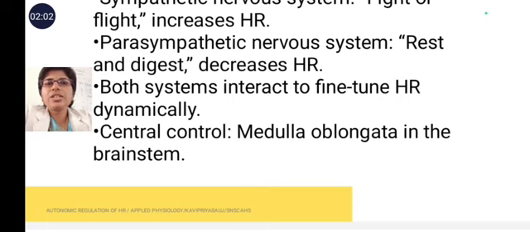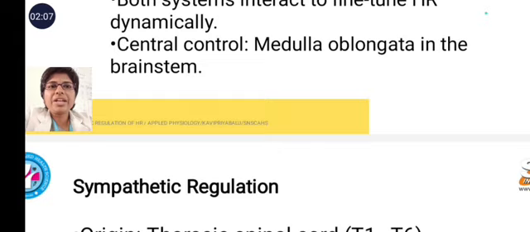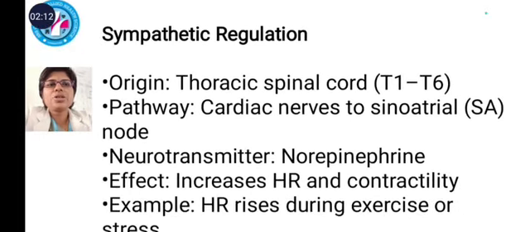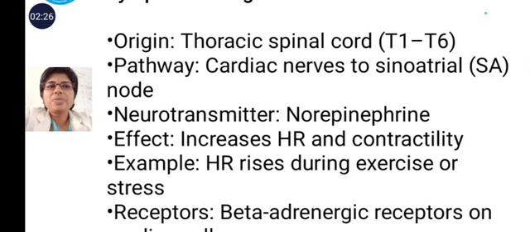For central control, the medulla oblongata in our brain controls the heart rate and maintains normal regulation. Next is sympathetic regulation. It originates from the thoracic spinal cord from T1 to T6, and its pathway is through cardiac nerves to the sinoatrial node, SA node, AV node, bundle of His, and Purkinje fibers. The neurotransmitter is norepinephrine, and its effect is to increase the heart rate. Once the heart rate increases, the contractility of the left ventricle also increases.